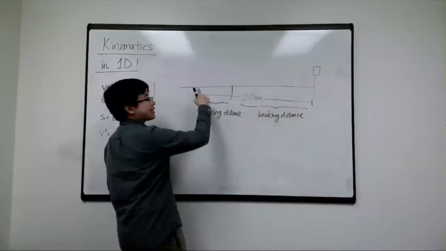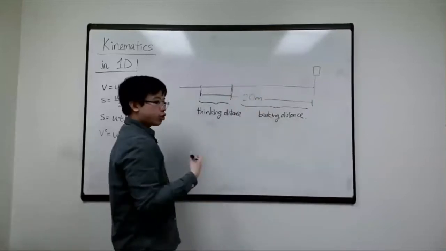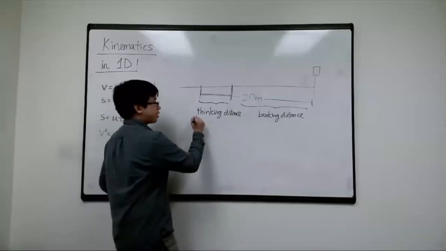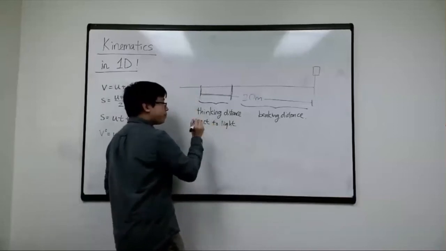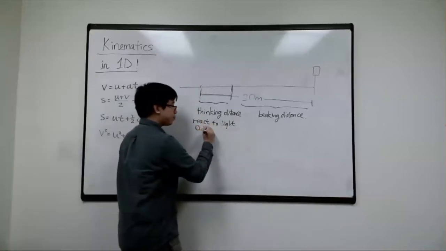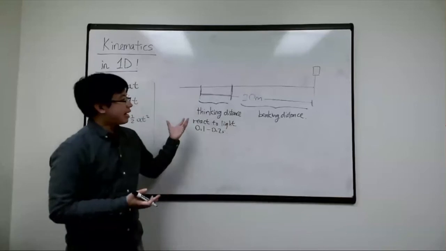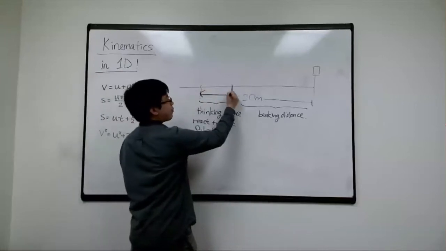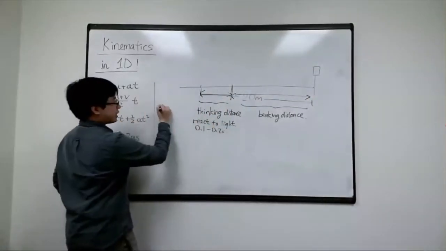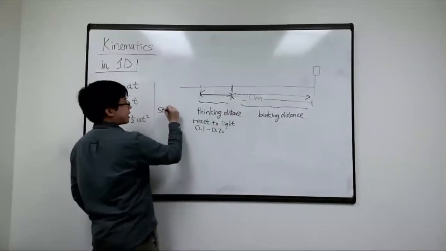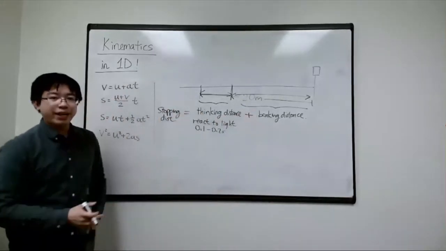The thinking distance is the distance that it takes for the driver to react to there being a light. The normal human reaction time, the time it takes to react to the light, is roughly 0.1 to 0.2 seconds. Let's say this is on the far end, 0.2 seconds, and you will have traveled a certain amount of distance before you even put your brakes on, and then the rest is the braking distance. So the theory is a very simple equation that says the stopping distance is the thinking distance plus the braking distance. Okay, so this is how it works.